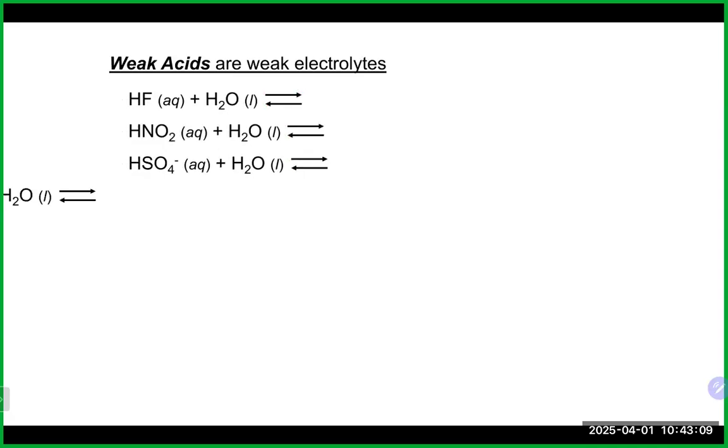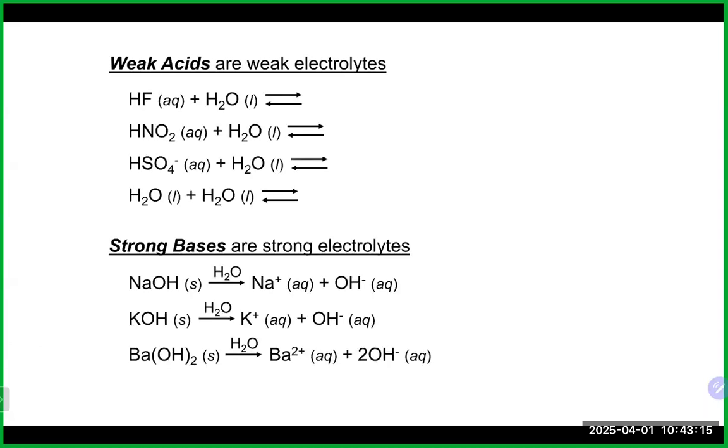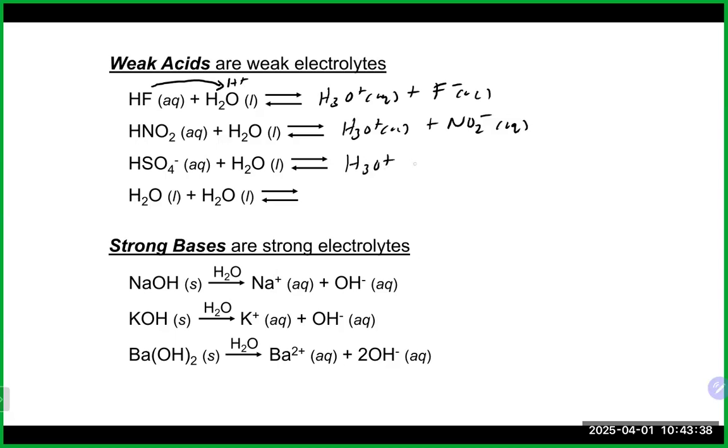Now, weak acids, on the other hand, like I said before, are weak electrolytes, so they will mainly stay together. So here we're going to still get our H plus transferred over. We'll get H3O plus and F minus. We'll get H3O plus and NO2 minus. We'll get H3O plus and SO4 2 minus, and H3O plus and OH minus in this case.